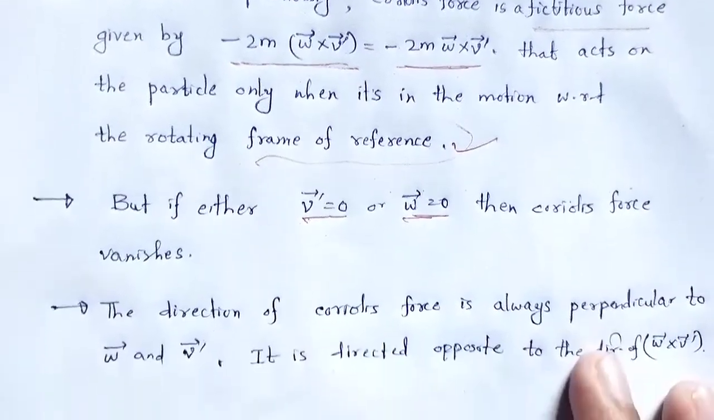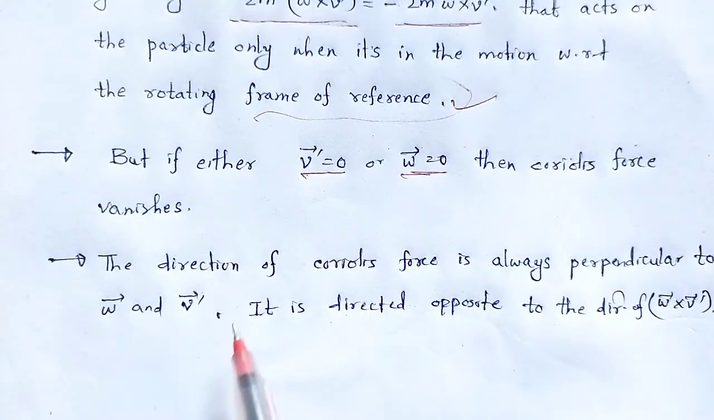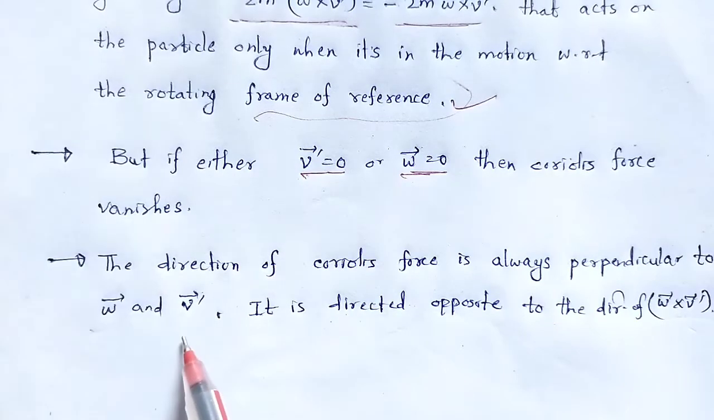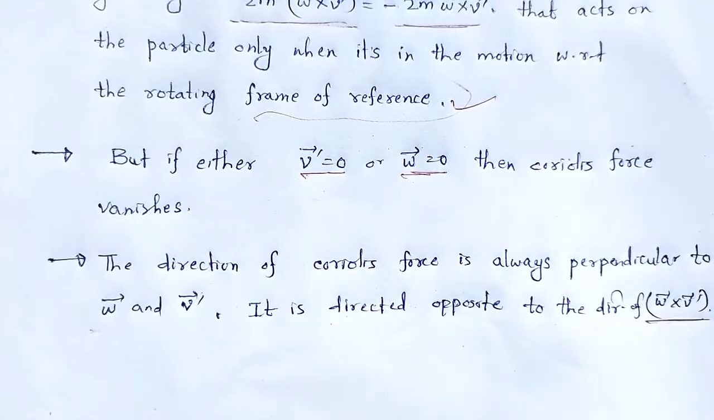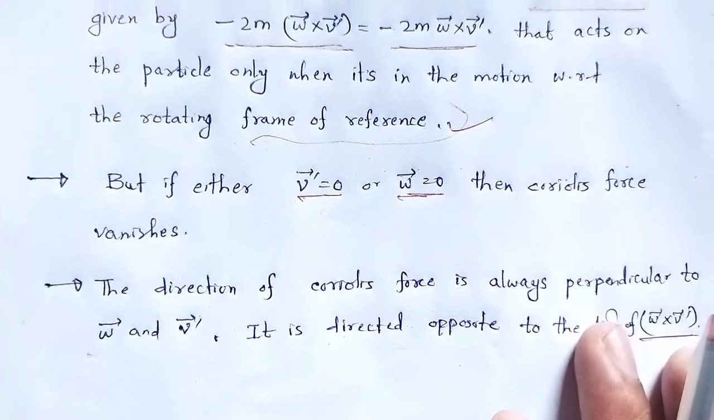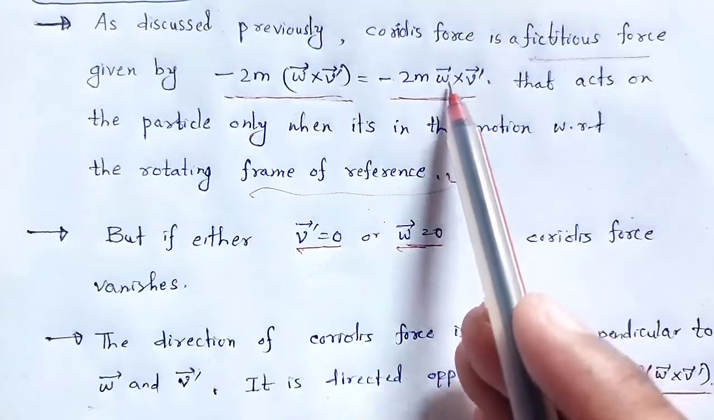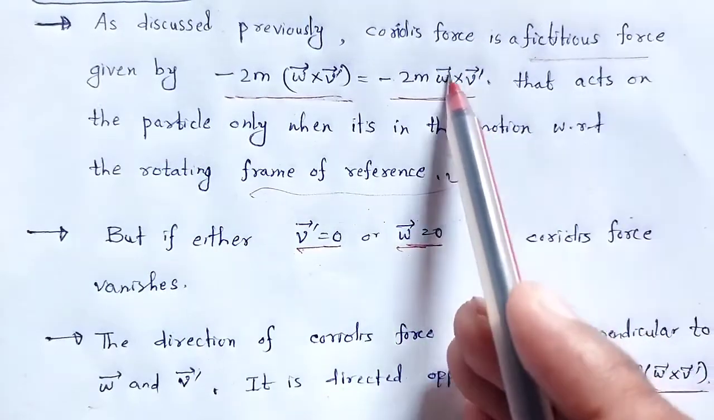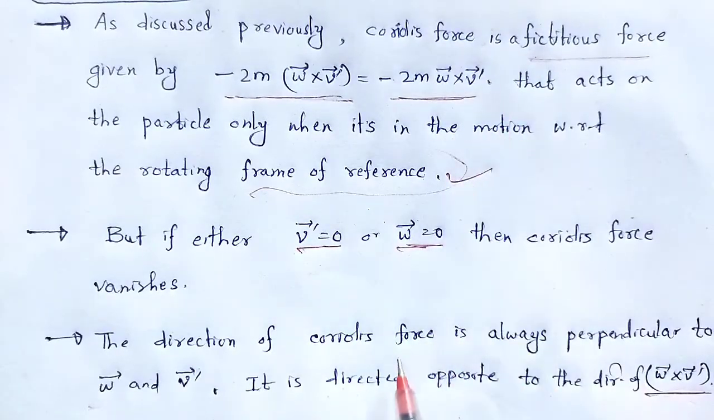The direction of the Coriolis force is always perpendicular to the two vectors, omega and v dash. It is directed opposite to the direction of omega cross v dash. Omega and v dash are the two vectors. The cross product of the two vectors gives the direction of the Coriolis force, which is perpendicular to the plane containing the omega vector and the v dash vector.